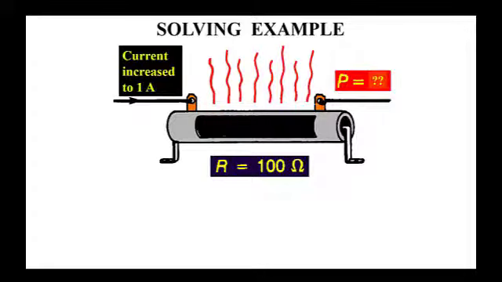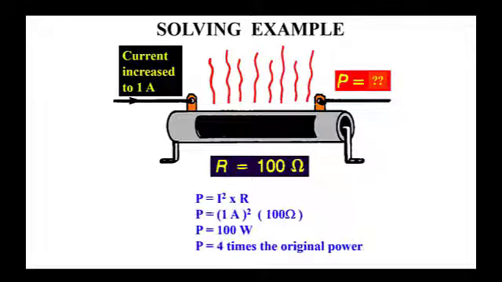Now I've increased the current to 1 amp. Now what's the power? It's 4 times the original power because of this squaring, because of a factor of a square.